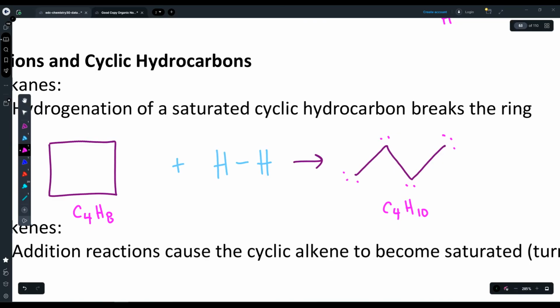This is how you can double check that you're drawing the right product here. You can go, okay, my cyclic compound that I started off with was this. I added 2 atoms of hydrogen. Does this molecular formula make sense for my product? Yep. Then we move on.